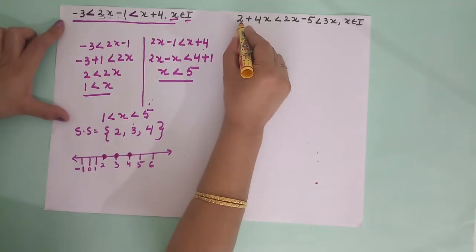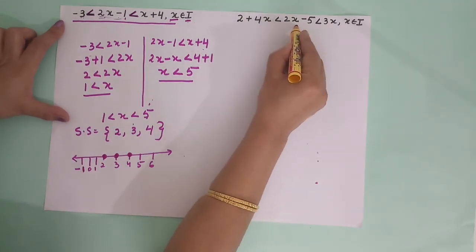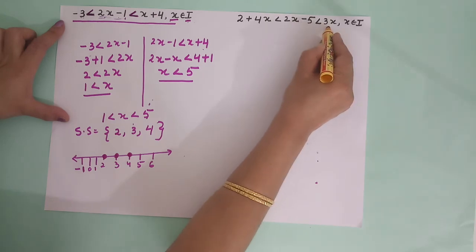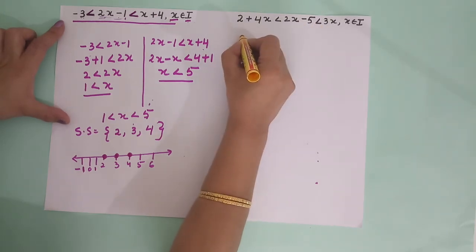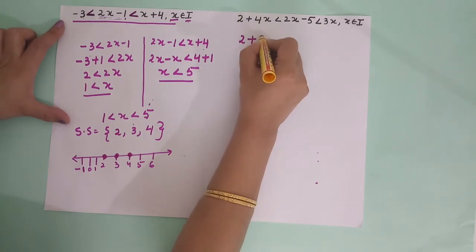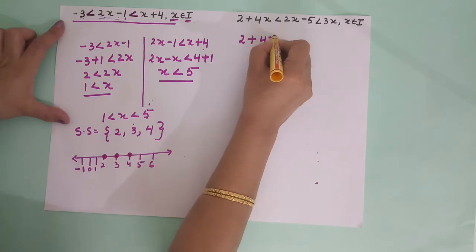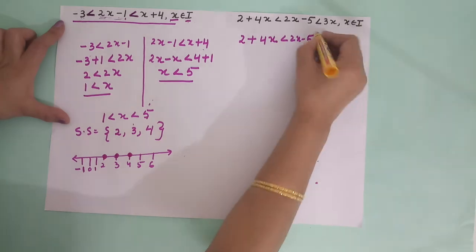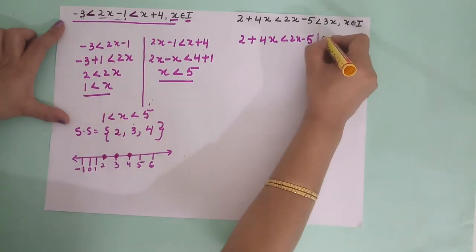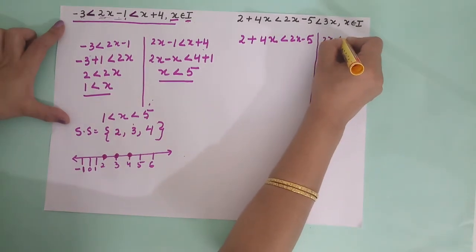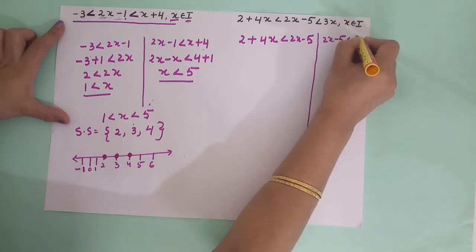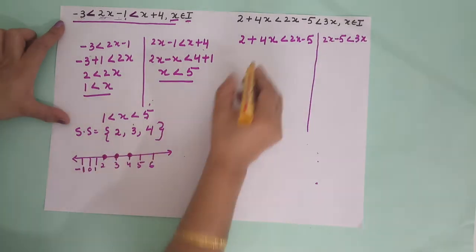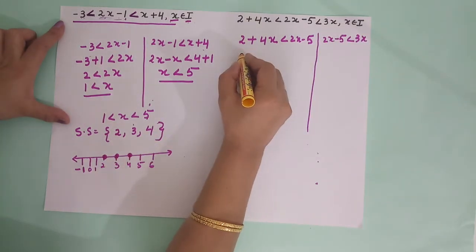Let's go to this inequation. Again, we have 2 plus 4x is less than 2x minus 5 is less than 3x. So we will take it in two parts. 2 plus 4x is less than 2x minus 5. This is my first part. And my second part will be 2x minus 5 is less than 3x. Let me solve them in two parts.